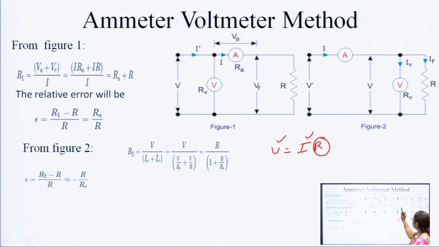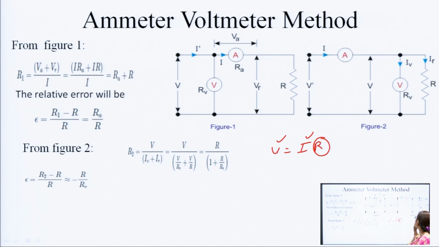So, here V dash is equal to the voltage, which is the same there. The value of R2 is equal to the voltage V divided by the sum of these two currents. So, it is V by IV, which is equal to V by RV plus V by R, and this is equivalent to this one. So, here the error is basically R by RV.